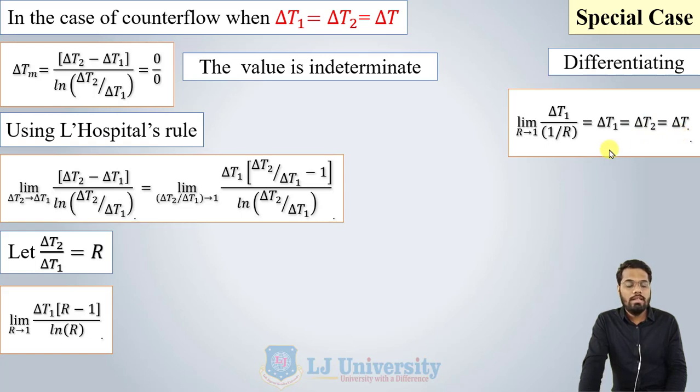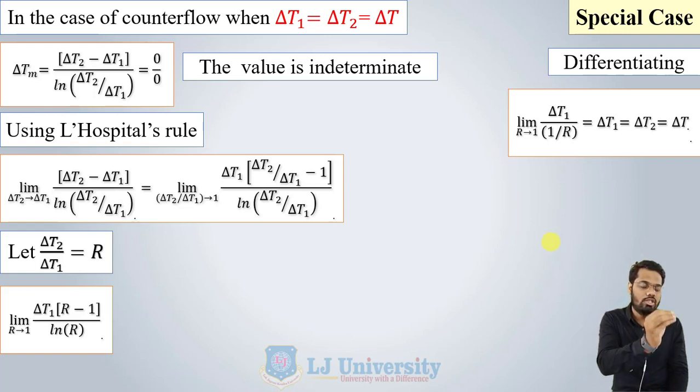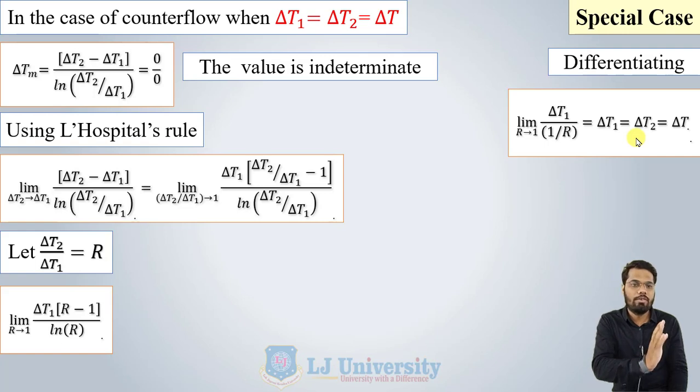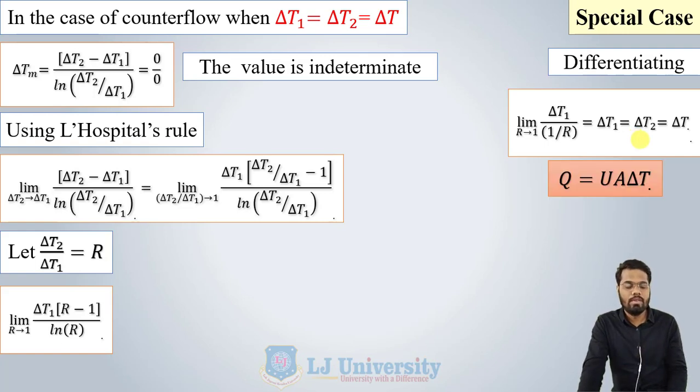So, in the case of a counter flow heat exchanger, if delta T1 is equal to delta T2, if the temperature difference at the inlet, TH1 minus TC2, is equal to the temperature difference at the exit, TH2 minus TC1, then the value of delta Tm, the logarithmic mean temperature difference, can be taken as either delta T1 or delta T2. Okay, so this is the special case for the counter flow heat exchanger. For that case, Q is equal to UA delta T1 or delta T2, or you can denote it by delta T.